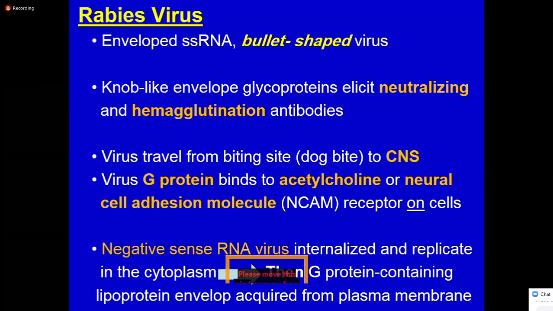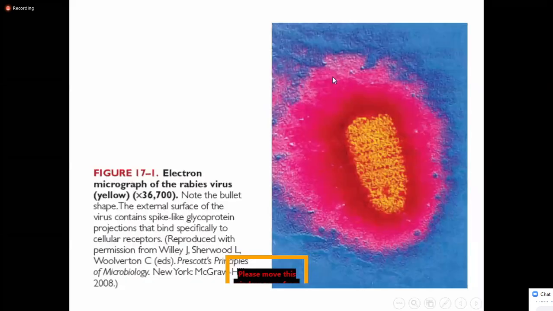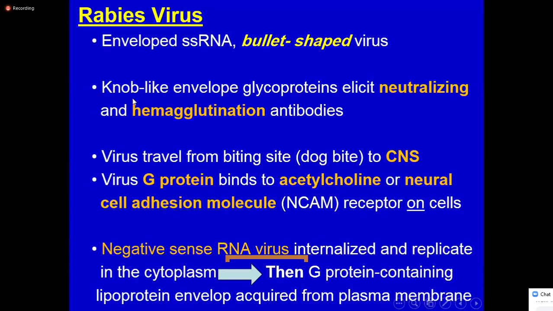Rabies virus, God forbid. Rabies virus means the virus of rabies, which is transmitted by the bite of dogs. Enveloped virus, single-stranded RNA virus. It has a bullet shape, similar to a bullet. Exactly. See, bullet-shaped virus. This virus has knob-like envelope glycoprotein, which can stimulate neutralizing and hemagglutination antibodies, as we have mentioned.